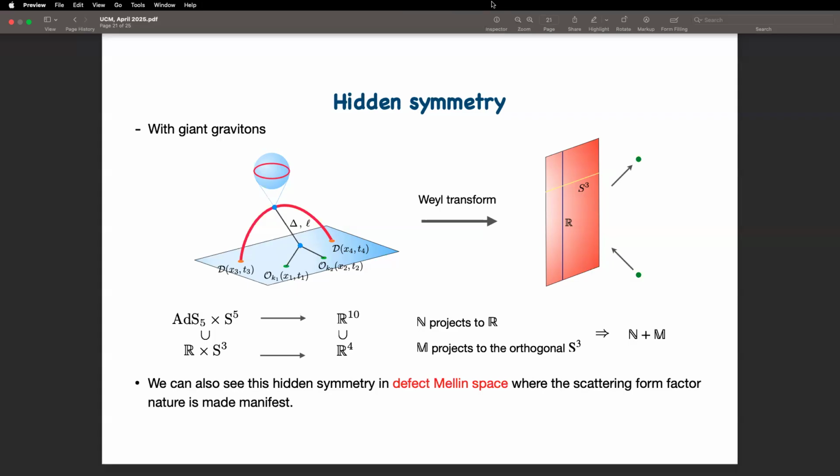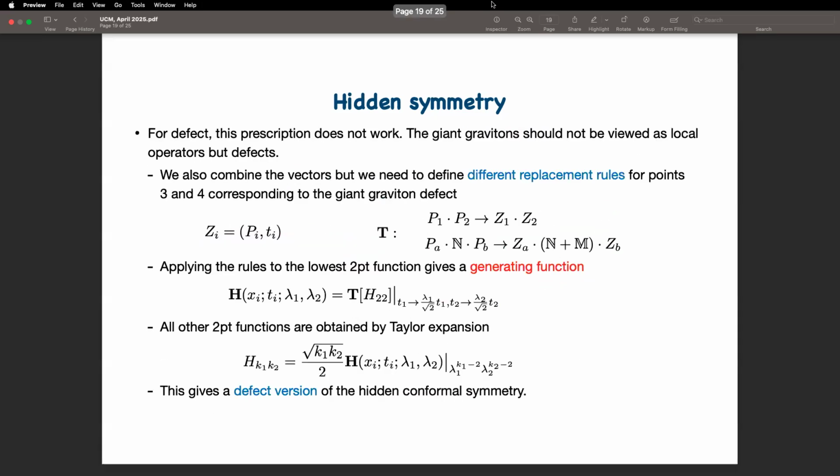Now, if you recall how I defined these projectors, this N for the conformal part projects to the defect, to this R. However, I defined M to be a projector that projects to the subspace orthogonal to T3 and T4. And the orthogonal space actually is precisely this R3, right? And this 4-dimensional space is the product of R times this R3. And therefore, in order to define a projector for this 4-dimensional space, it makes sense to add up these two projectors. So that's why in my prescription I replaced N by N plus M. Okay.